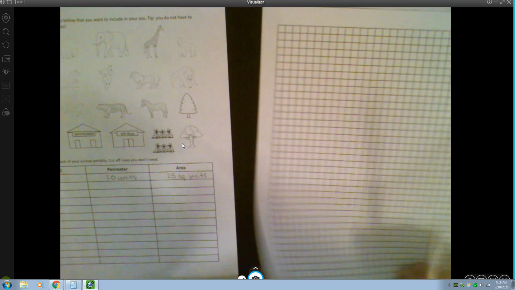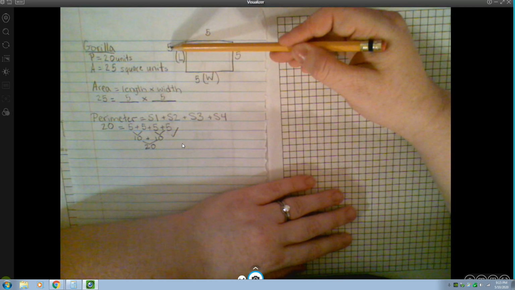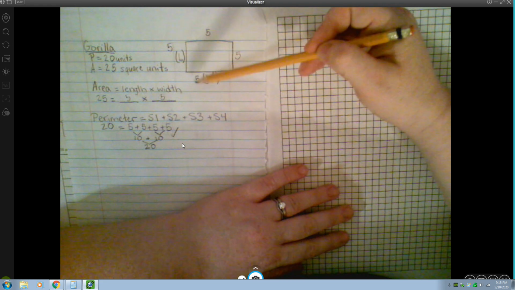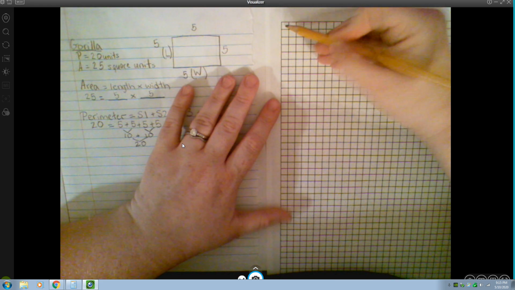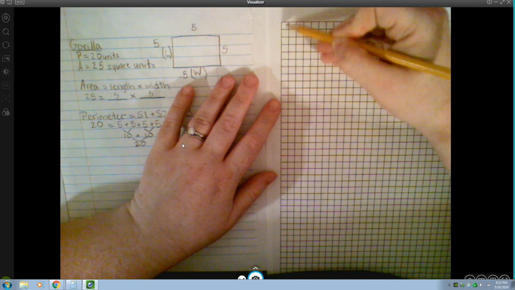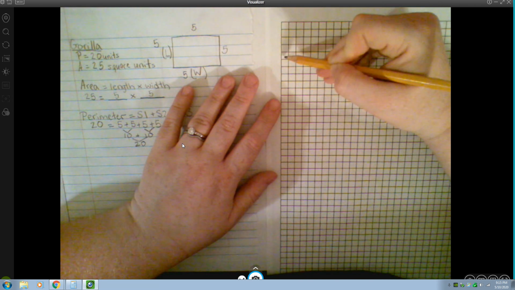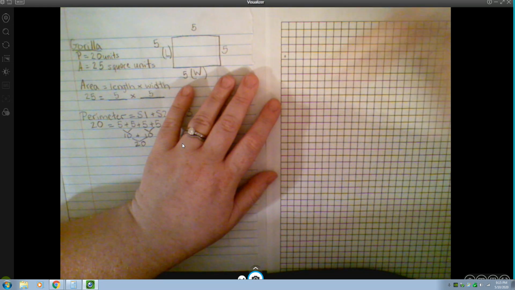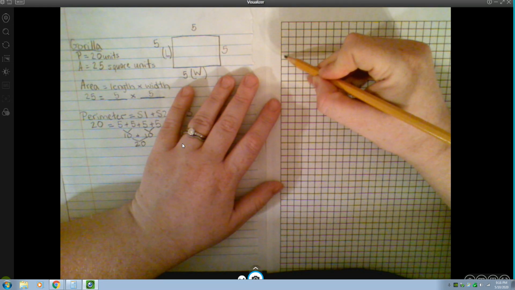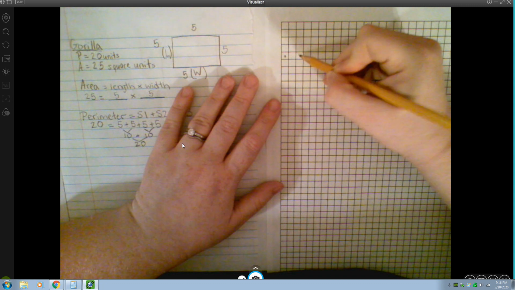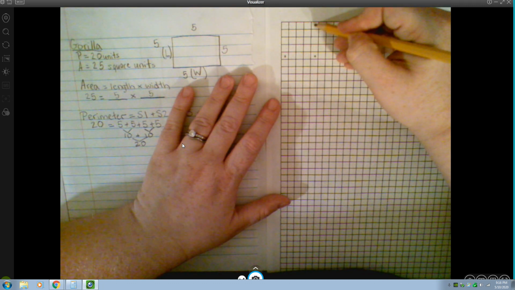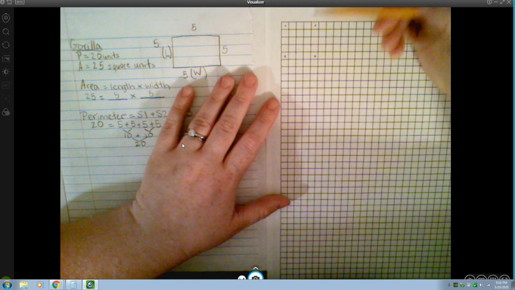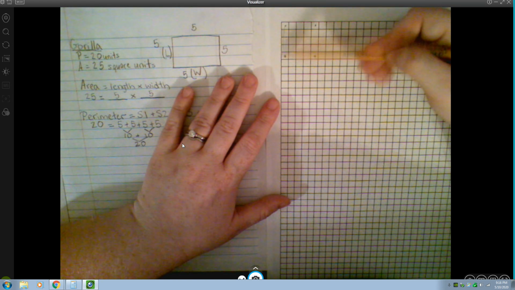So I need to look at my work. So my length was 5 and my width was 5. So I need to count 5 boxes down. 1, 2, 3, 4, 5. And then I need to count 5 across. I'm going to start at this one. 1, 2, 3, 4, 5. Okay. And I'm just drawing dots here to show me where my borders are going to be.